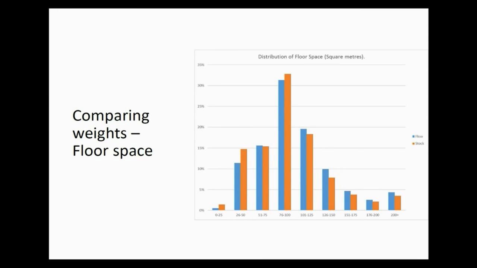And here's floor space. As you'd expect, you get a bit more floor space in the flow. But as you can see, it's not all one-sided. So in some ranges, it goes the other way around. But you tend to see the stock, the brown one, is higher towards the origin, and the blue one is higher above. So you get more space in the private, transacted houses than you do in social housing.